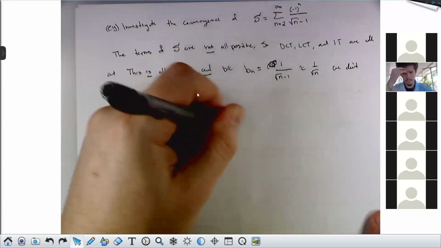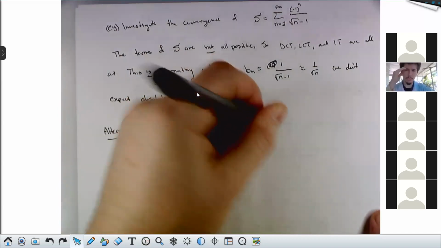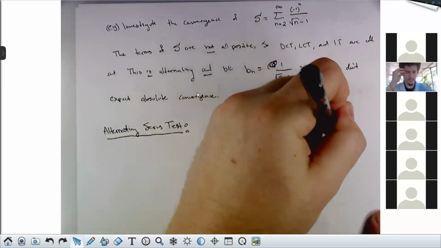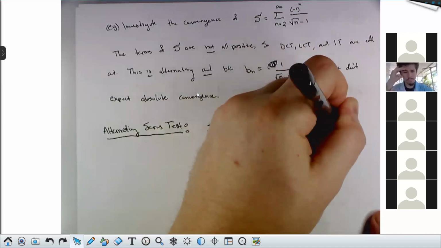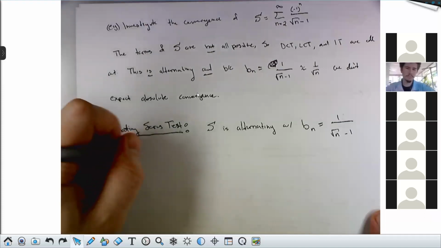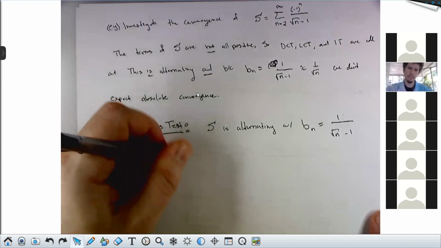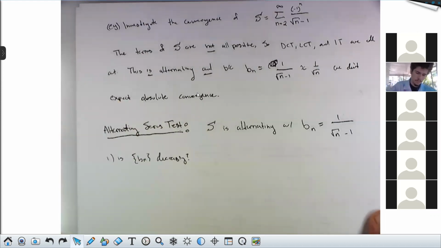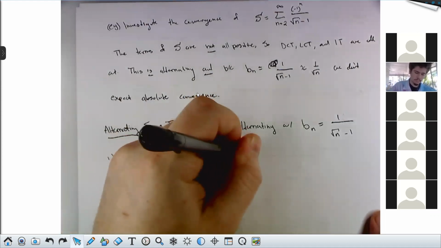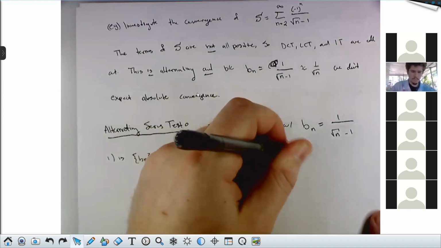S is alternating. B_n equal to 1 over the square root of n minus 1. Is the sequence B_n decreasing? Yes, because root n minus 1 is increasing.